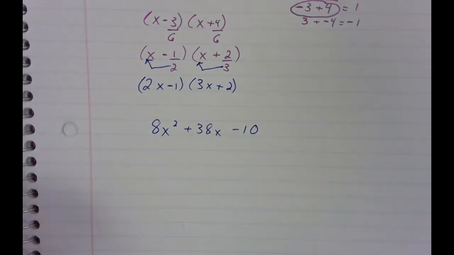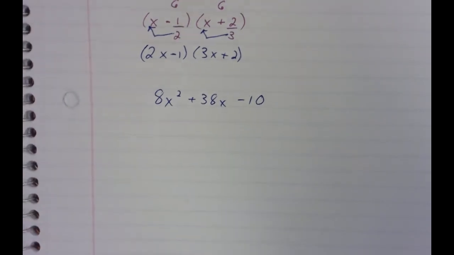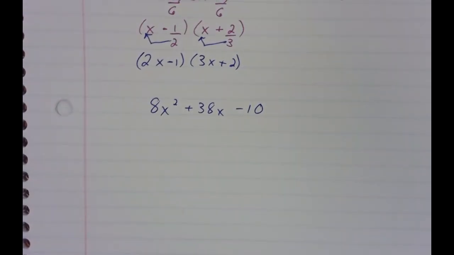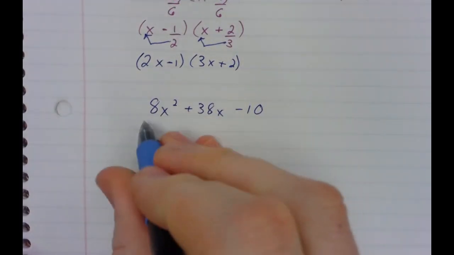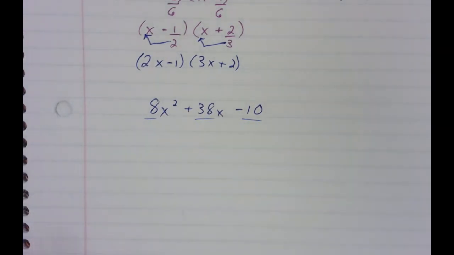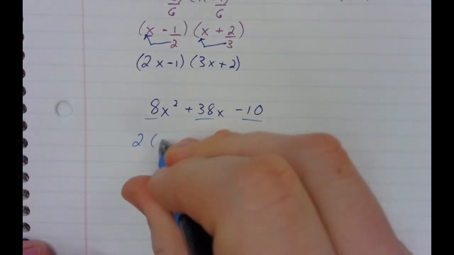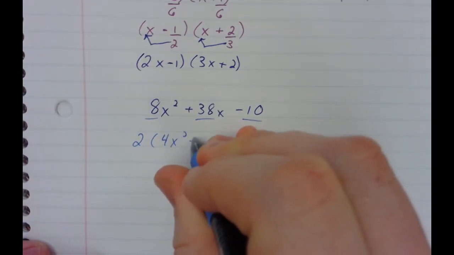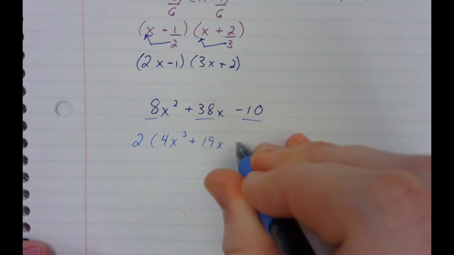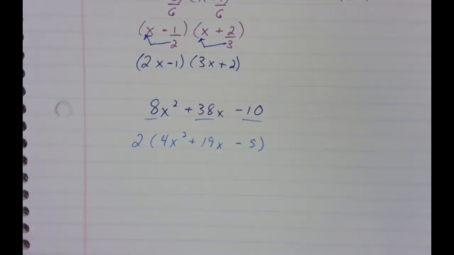Okay. Now again, remember the first thing we do is we always start by looking for our GCF. In this case, when we look at the numbers 8, 38, and negative 10, we recognize that they're all divisible by 2. So I'm going to start by factoring out a 2. So I undistribute the 2. End up with 2 times 4x squared plus 19x minus 5.